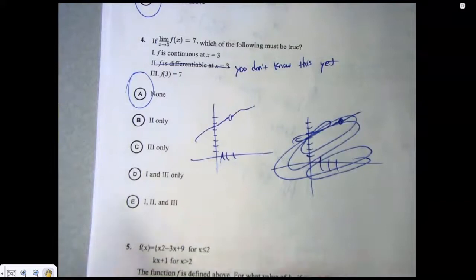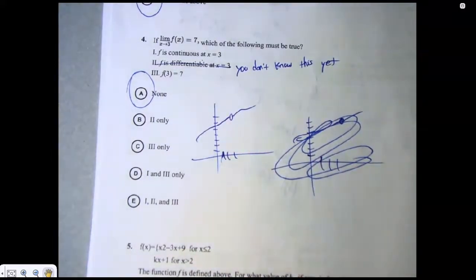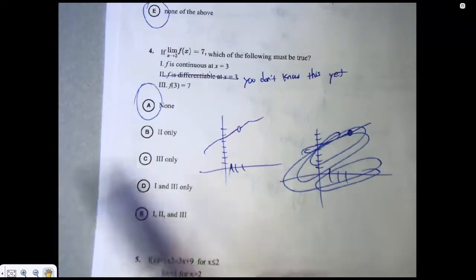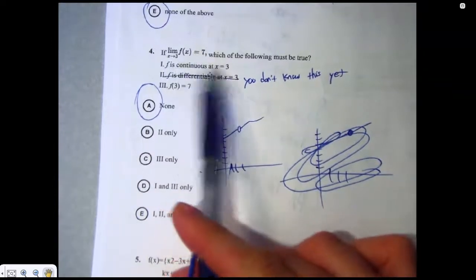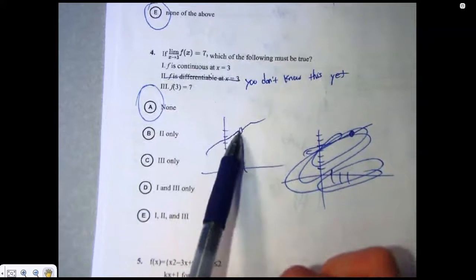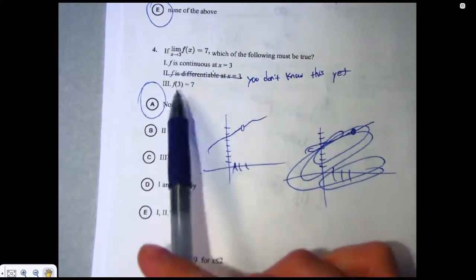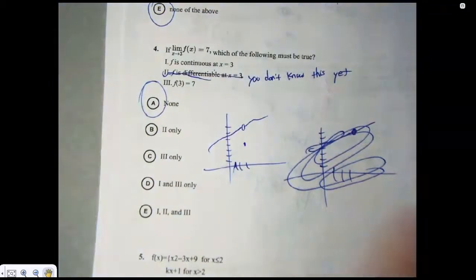All right, fourth one. Again, you don't know differentiable yet, so this question gets a little bit goofy. But just because the limit equals 3 doesn't mean it's continuous. There can be a limit even if it's not continuous. And just because the limit is 7 doesn't mean that the y value is 7. There might not be a y value, or there could be a y value like down there. And this is not true, but you don't know it yet, and you're not responsible to know it yet.